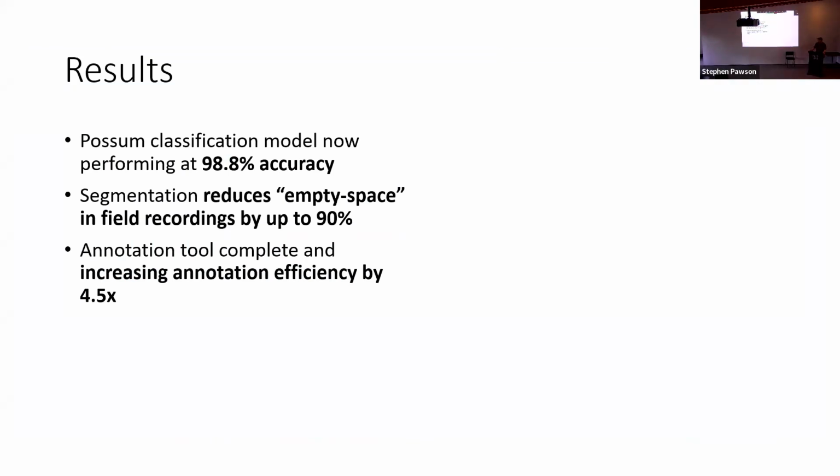So just to give you a brief overview of the results, using a very limited data set, we've been able to achieve over 98% accuracy for possum classification versus not possums. Using the segmentation method, we've been able to reduce the empty space in field recordings by up to 90%, which is a huge reduction in the amount of human time that has to go into analyzing that data. It's also far more efficient than alternative approaches.